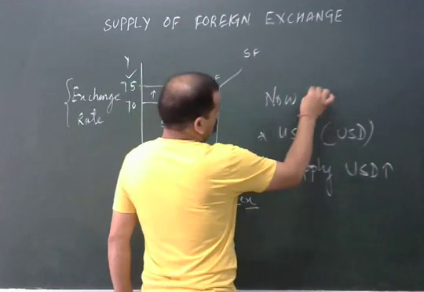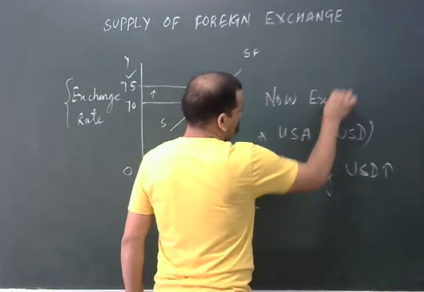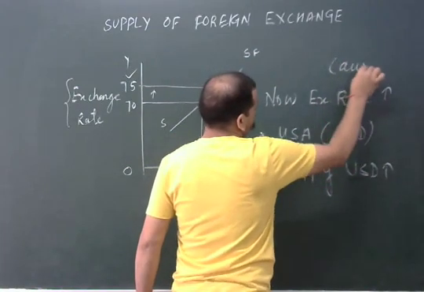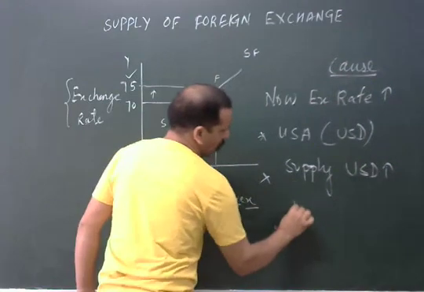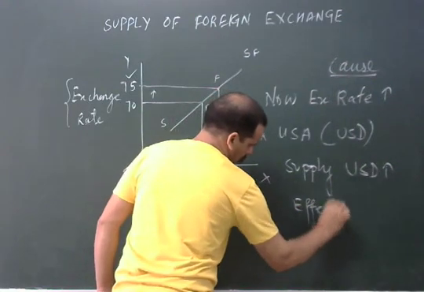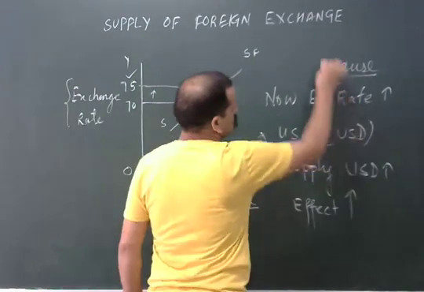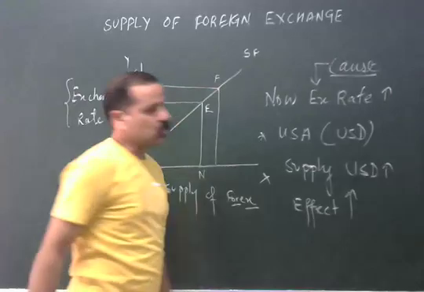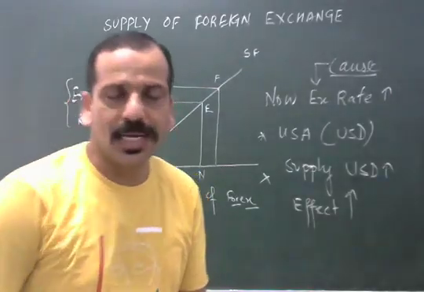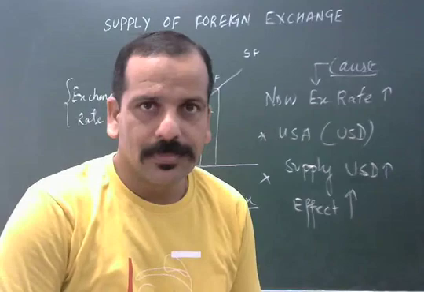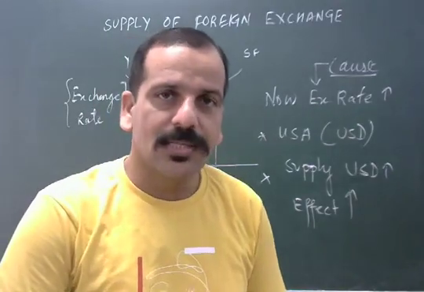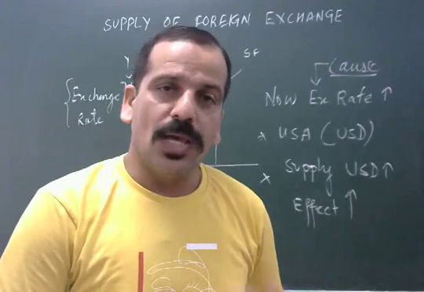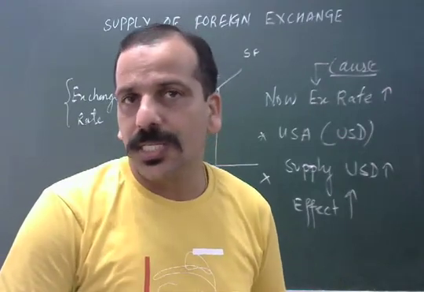Now the exchange rate increases. This is the cause. Now this is your effect. This is the effect and this is your cause. Cause means initially they are taking the exchange rate. If there is an increase in the exchange rate, America, the supply of USD will definitely increase in the economy.